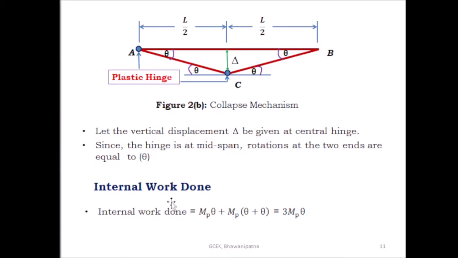Then the internal work done can be found by taking one plastic hinge at the point A and the second plastic hinge at the point C. From these plastic hinges we can find the internal work done. The internal work done is equal to MP into theta at A, and at the point C, MP into 2 theta. So the total internal work done is equal to MP theta plus MP into 2 theta. This is equal to 3 MP theta.